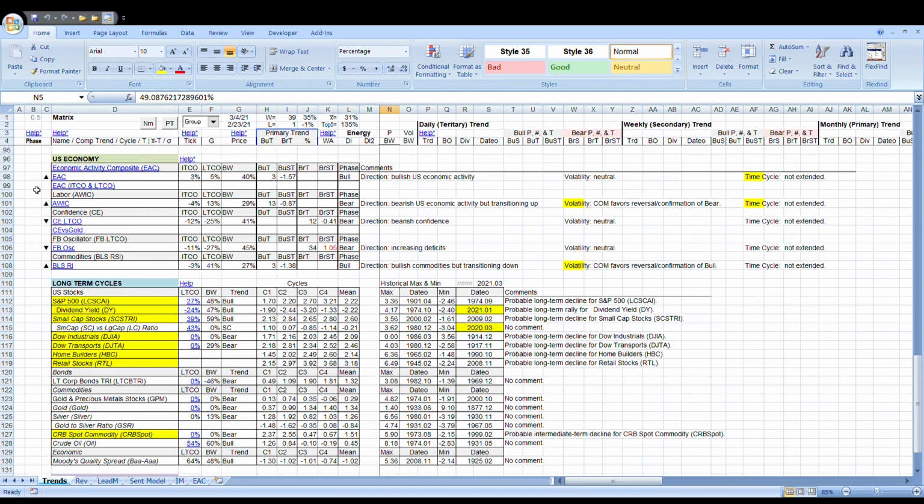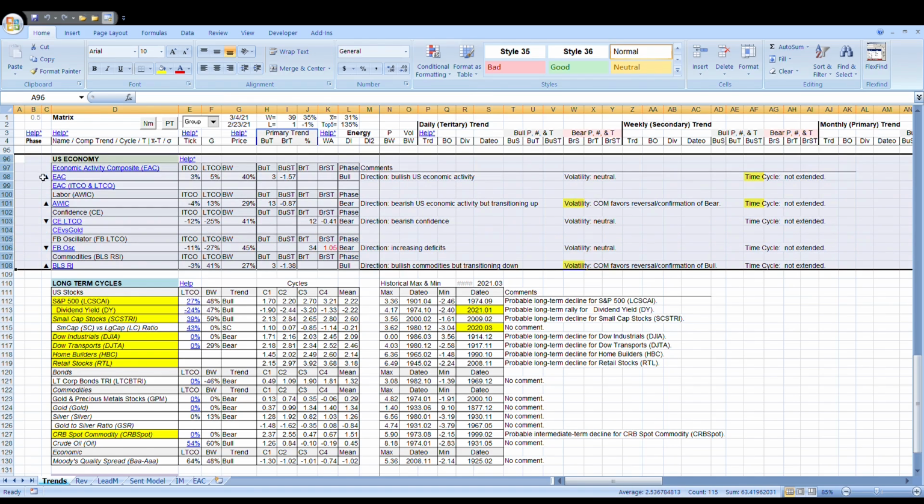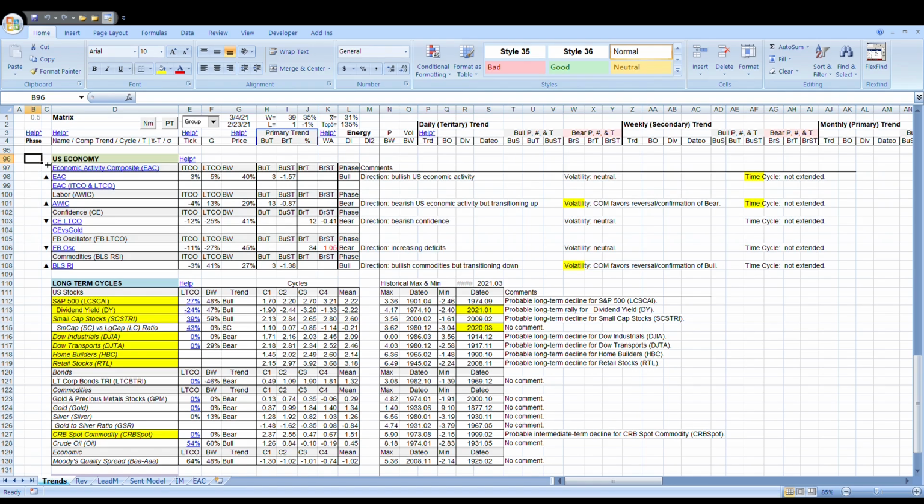I'd like to talk about the U.S. economy, specifically the Economic Activity Composite, or the EAC. If you want any help understanding this box or the Trends tab of the matrix or this section, click on this link and you'll have a help video to discuss the components that we highlighted here. For now, we're going to talk about the EAC and the intermediate and long-term oscillators specifically.